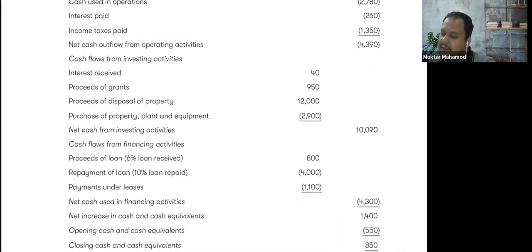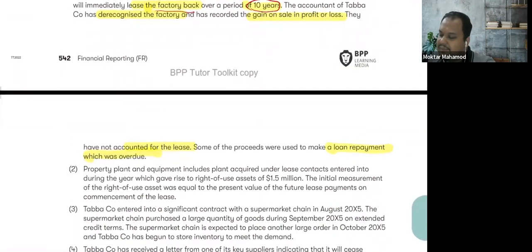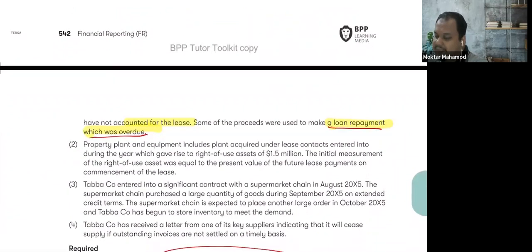Okay. And then some proceeds were used to make a loan repayment which was overdue. So this is not good in terms of the company's practice, because they are not using the cash from operating to pay the loan. They use the disposal to make a loan repayment.